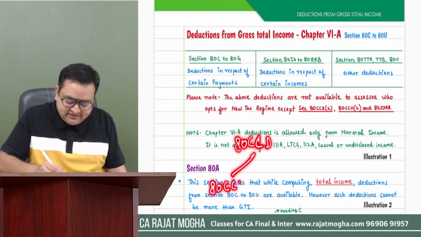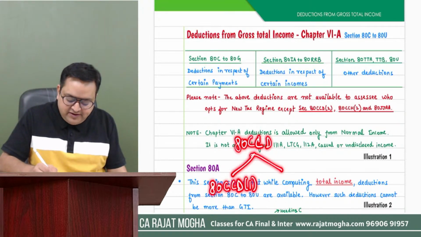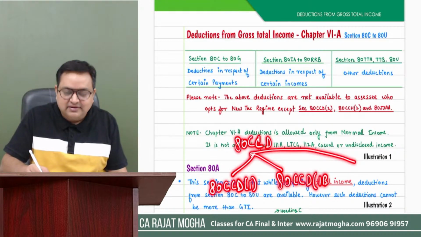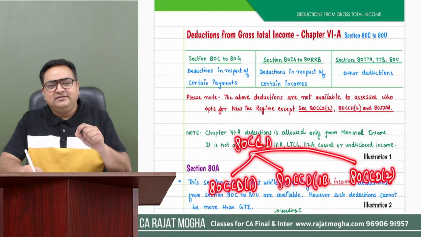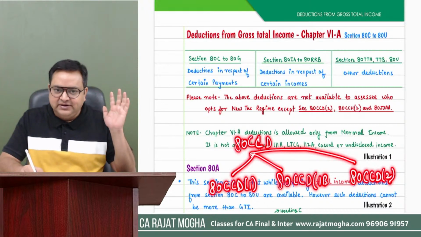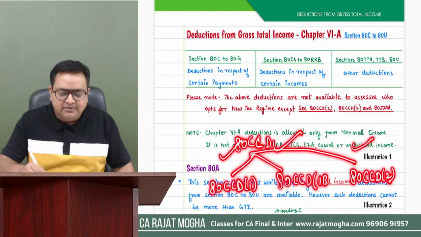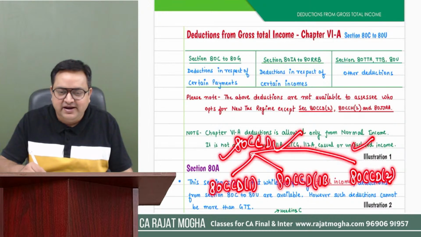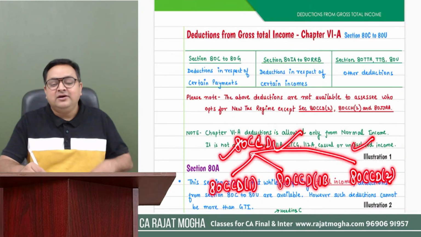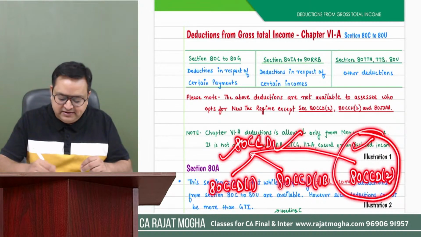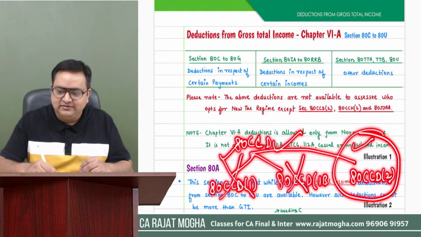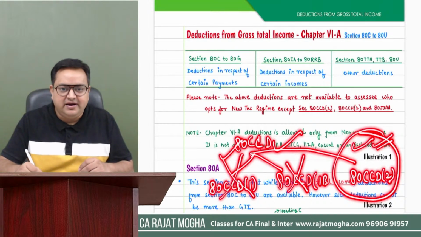We have 80CCD(1) also. Then we have 80CCD(1B) also. Don't worry if you don't remember these sections. I'll make you revise also. And we have 80CCD(2). See, if the assessee is following the old tax regime, optional, then that person can claim deductions from all these 3 subsections, right? But in case the assessee is following the new tax regime, default tax regime, then only this section is available. That person cannot claim deductions under these 2 sections. Only this section he can claim deduction, right?